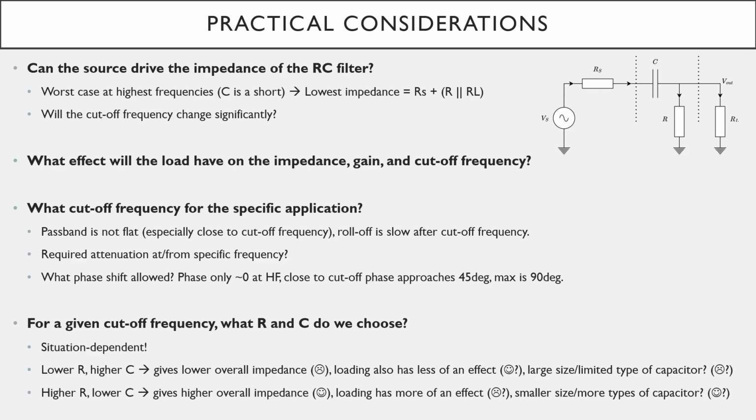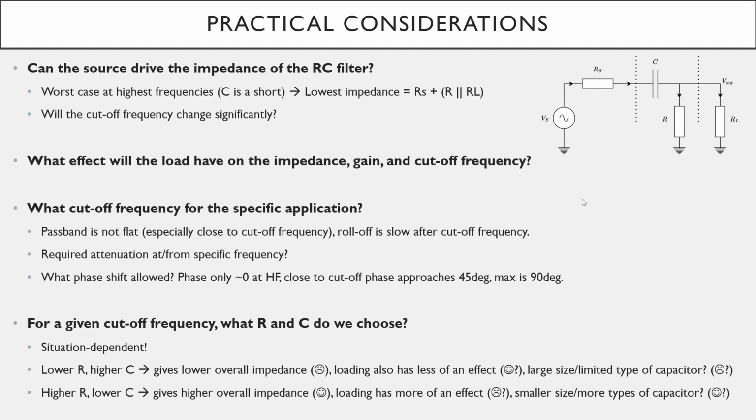Once you've figured out what cutoff frequency you want, of course you have to choose specific R and C values, so you have effectively 2 more degrees of freedom. Again, this is situation dependent. If you choose a lower resistance value, which in turn for a fixed cutoff frequency means you need a higher C, this will give you overall a lower impedance at high frequencies. But then again, the loading, so RL, might have less of an effect, which is a positive, but then in turn you will need a larger size capacitor.